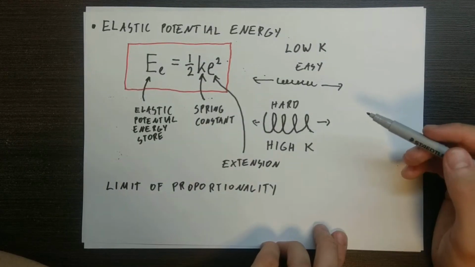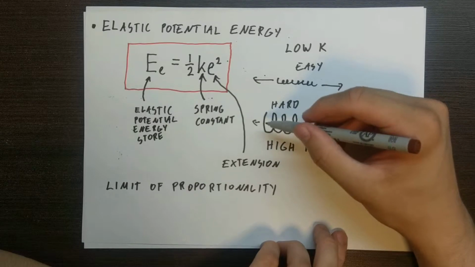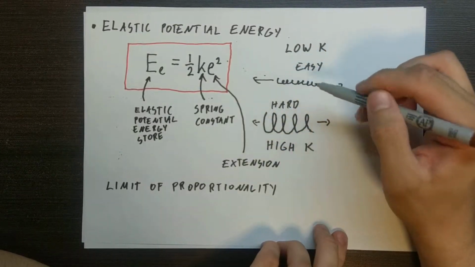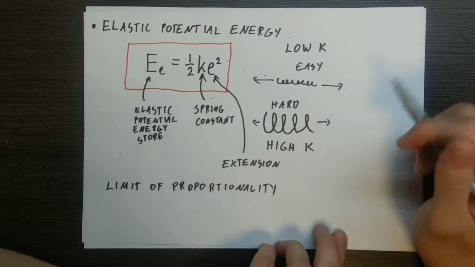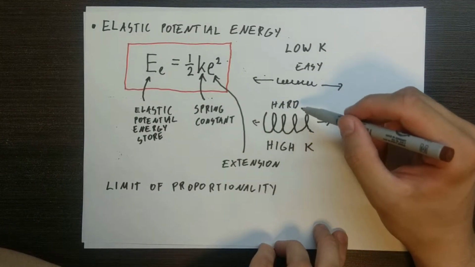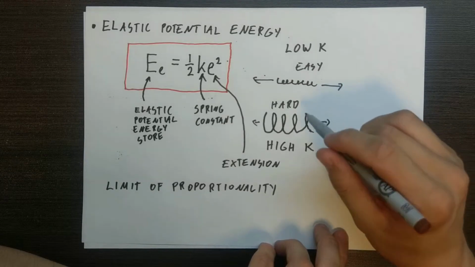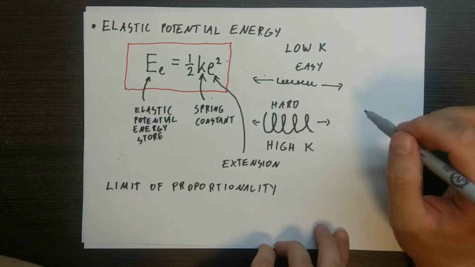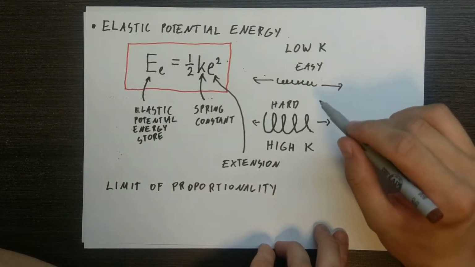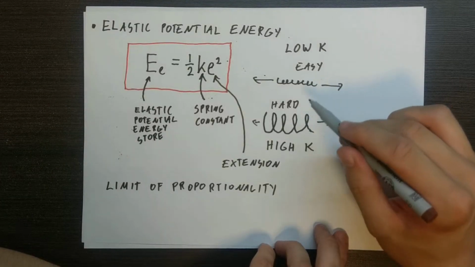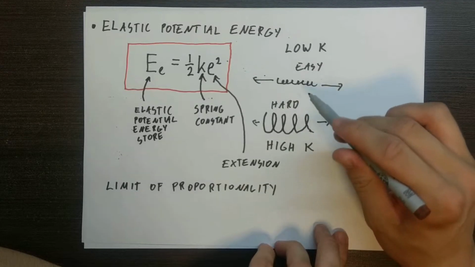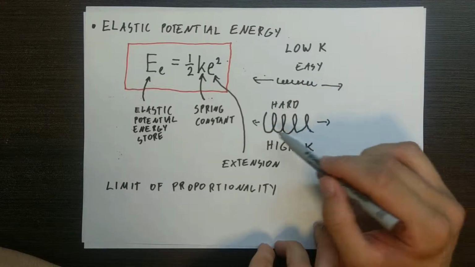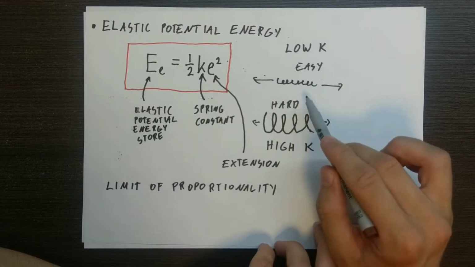Why does this make sense? Well, let's say we have an easy to stretch spring, for example a spring in a pen, and let's have a hard spring to stretch, for example a car suspension spring. Now, if we put the same amount of energy into each of these springs, then we will stretch this one by much less than we will stretch this one, right?